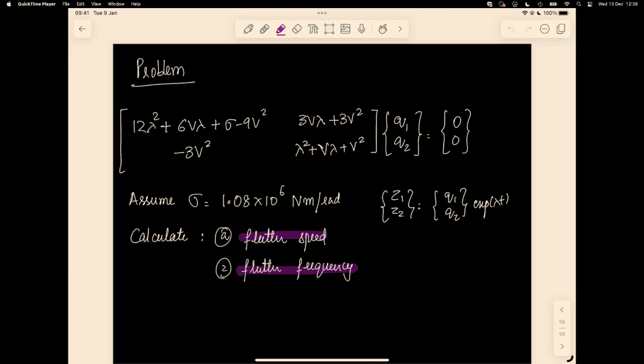Wait, the thing that would be in the top left one is 9, right? Yeah, sorry, 9 V square. So 12 lambda square plus 6 V lambda plus sigma minus 9 V square. 3V lambda plus 3V square minus 3V square, lambda square plus V lambda plus V square.